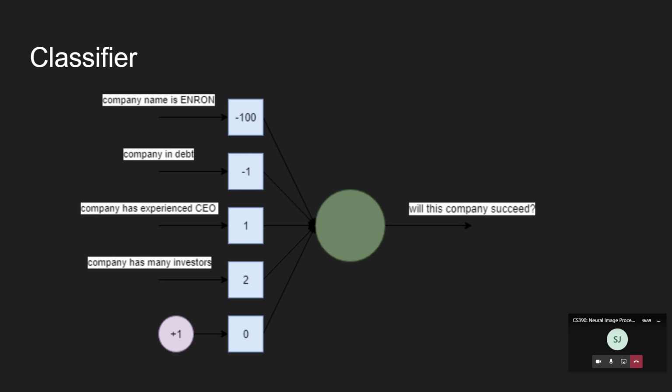But we can also do something a little more obviously useful. In this case, we have this little classifier. It's a super weak little one, and we have our inputs being these binary inputs of 1 or 0. Is the company named Enron? That's not going to go so well. Is the company in debt? That's going to be negative points. Does the company have an experienced CEO? That might help them. If they have investors, that might help them. And all of this is going to help us determine whether that company will succeed or not.